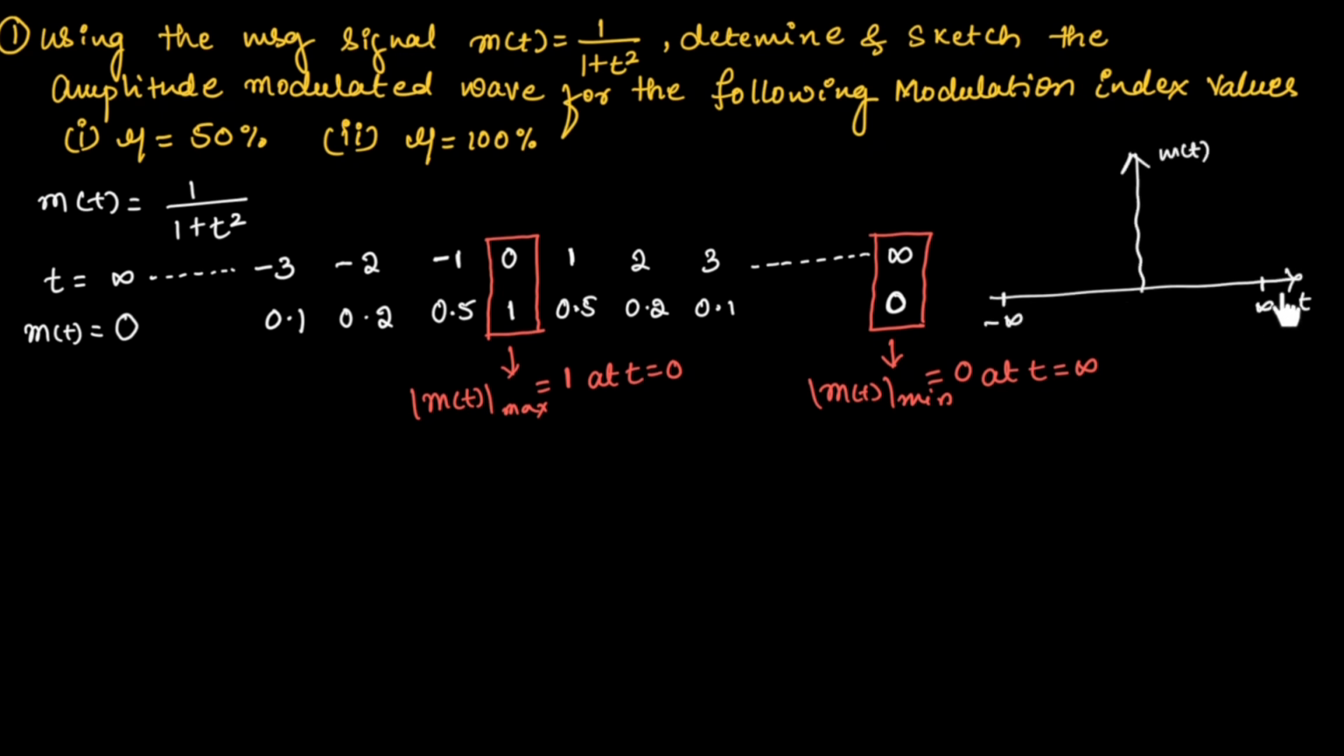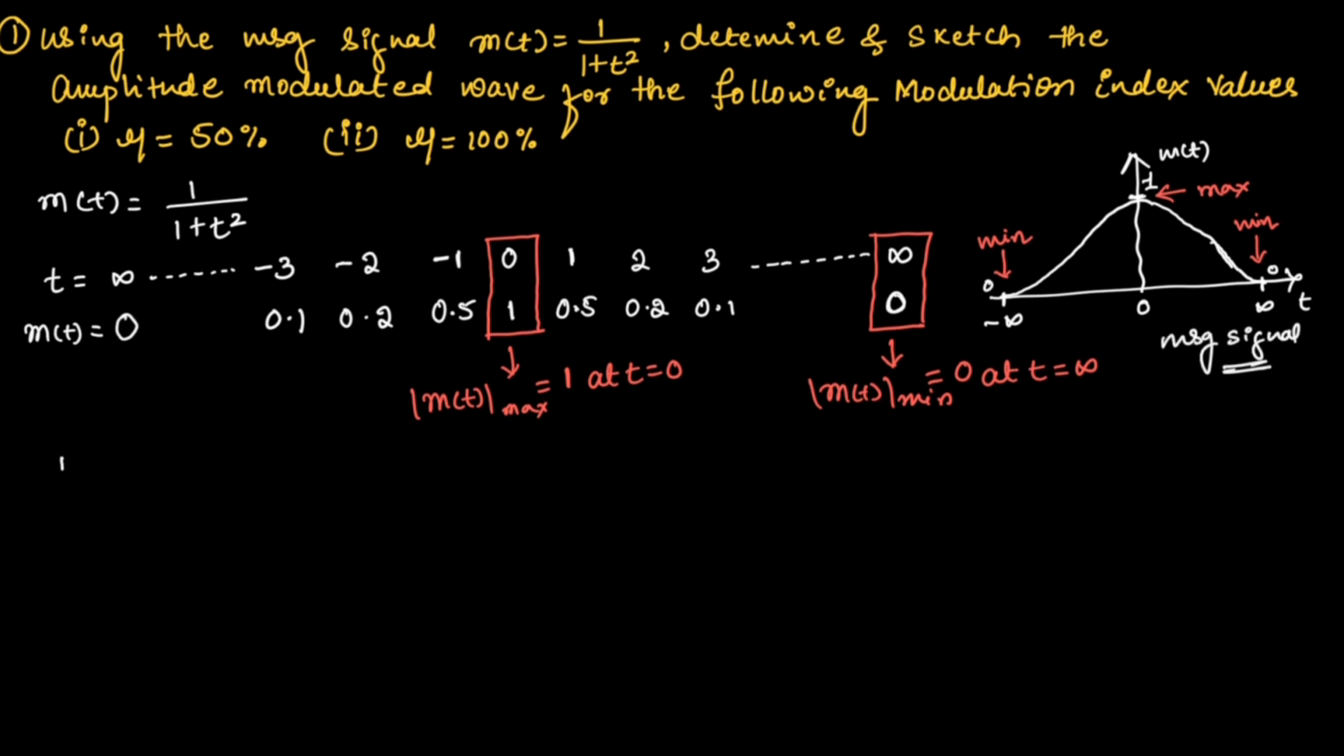So if we consider time in x-axis, for t value infinity and minus infinity, the message signal will be having minimum value, and for t is equal to 0, message signal is having the maximum value. So maximum value is 1 and minimum value is 0. So we can draw the waveform. So this is the message signal where we are having maximum value at t is equal to 0 and minimum value at t is equal to minus infinity and plus infinity. So this is the message signal.